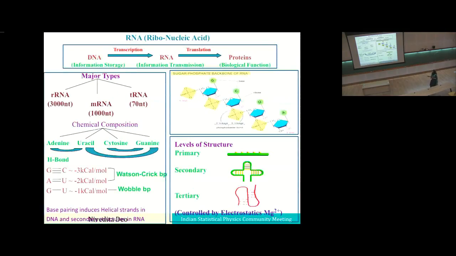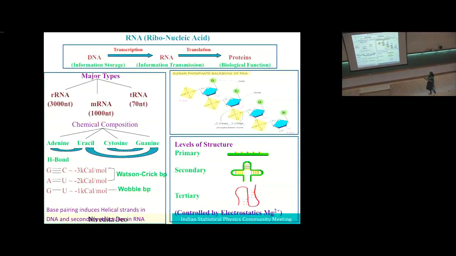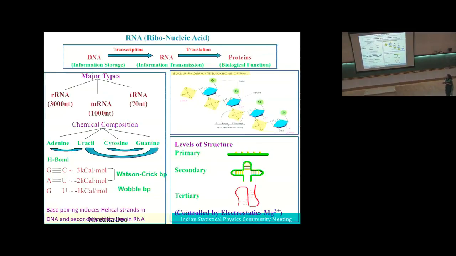Here's a little introduction to RNA. RNA are biomolecules which transfer information from the information storage biomolecule DNA, through translation, to form proteins which carry out the biological function. There are three major types of RNA, rRNA, mRNA, and tRNA, of these particular lengths. NT means the number of nucleotides present.